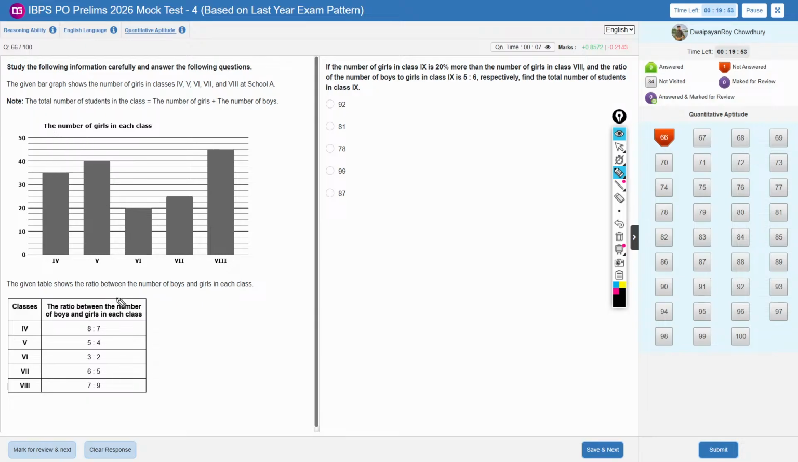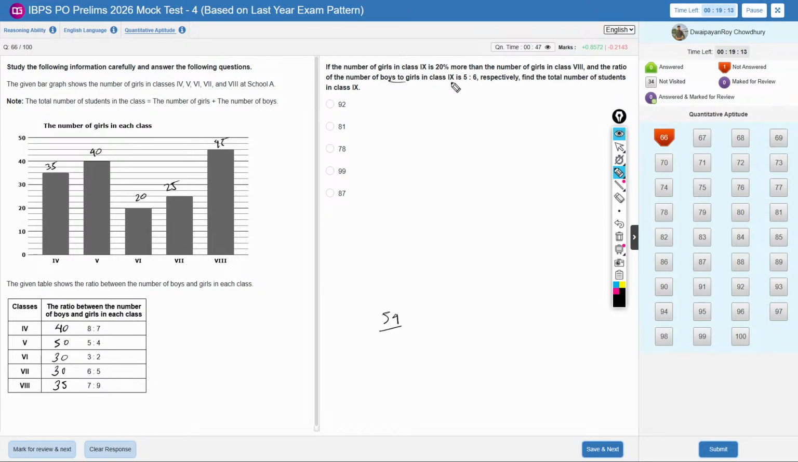Number of girls. So this is 35, 40, 20, 25, 45. So boys, right? Should have written it here only. So 8, 40, 50, 30, 30, 35. The number of girls in 9 is 20% more than girls in 8. Girls in 8, 45. So 20% more means 54.